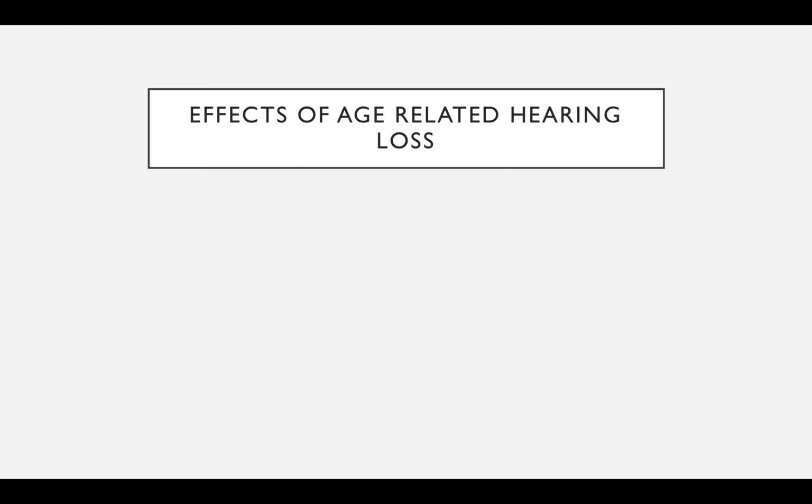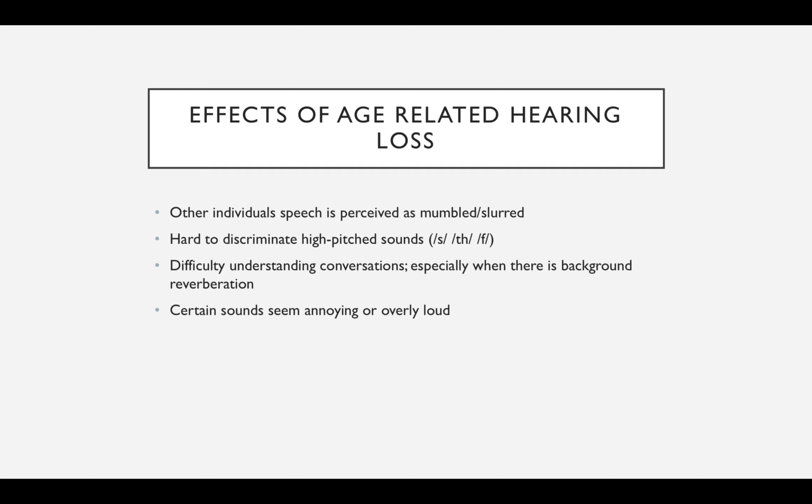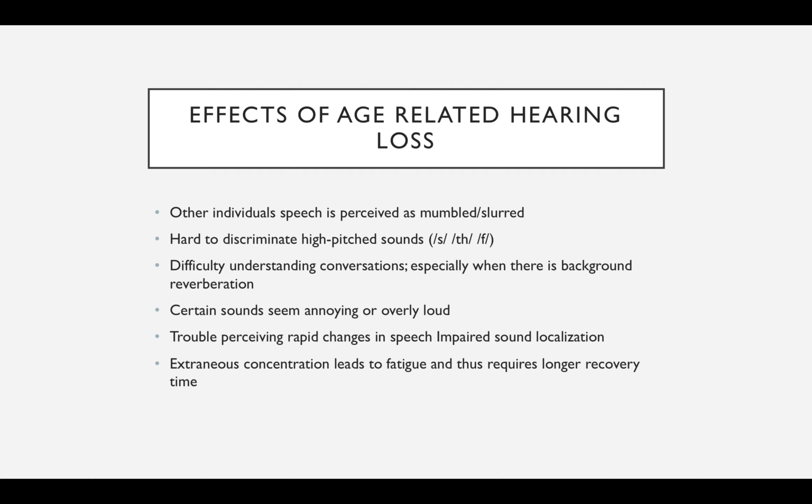So effects of an age-related hearing loss. Other individuals' speech is perceived as mumbled or slurred. It's hard to discriminate high-pitched sounds, such as the s, th, and f, which are those high-frequency sounds. Difficulty understanding conversations, especially when there's background reverberation. Certain sounds seem annoying or overly loud. And you also might have trouble perceiving rapid changes in speech or impaired localization. And there can be extraneous concentration leads to fatigue and thus requires a longer recovery time.